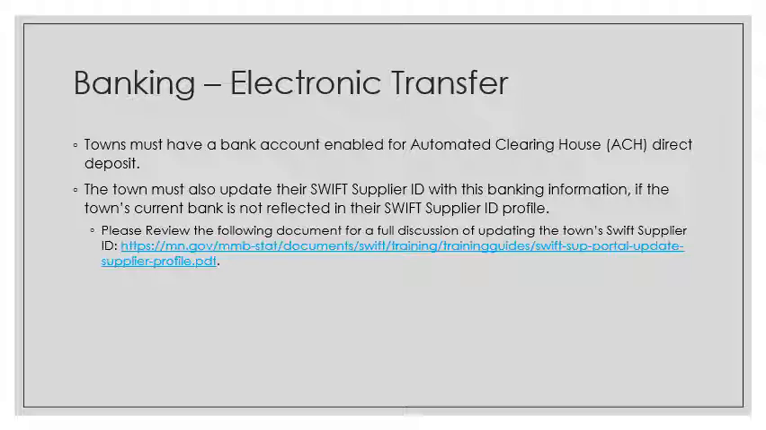As indicated earlier, the town will need to provide some banking and electronic fund transfer information. The American Rescue Plan Act requires towns to have a bank account that's enabled for automatic clearinghouse direct deposit. The town should work with its bank to ensure that that is enabled. If it is not currently enabled, the town will want to update their SWIFT supplier ID number with the updated banking information if the town's current banking does not reflect this in their SWIFT supplier ID profile. If you have any questions on how to do this, please review this document linked below for a full discussion on how to update the town's SWIFT supplier ID.